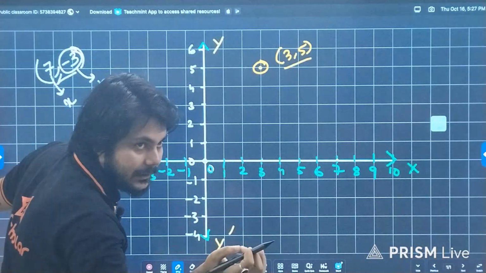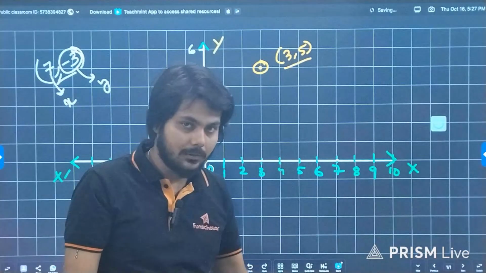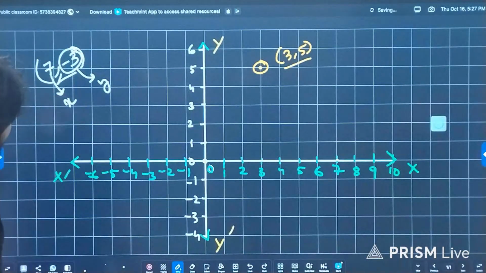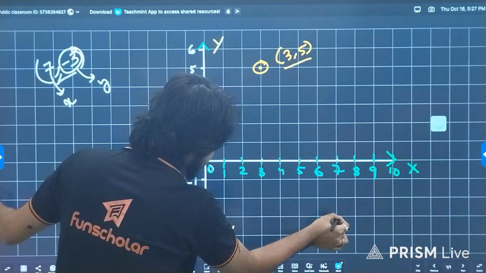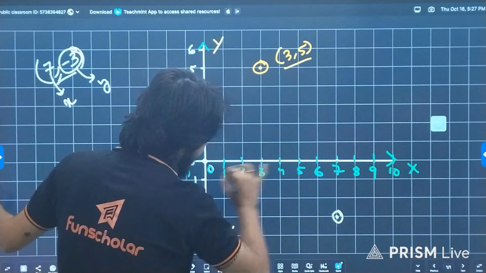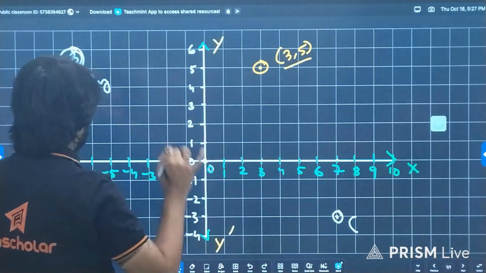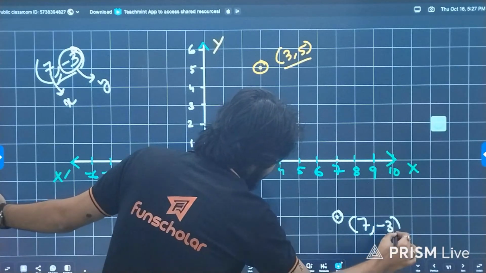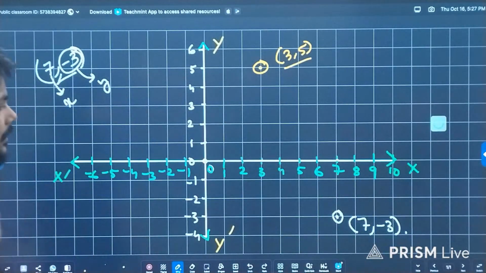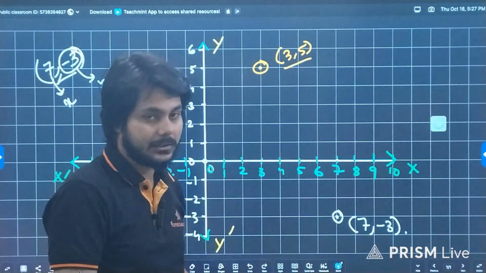For negative terms, where will we go? Upper side or lower side? Lower side. Minus 3. From this 7, 3 steps down from the x-axis. So this point in the Cartesian plane denotes 7 comma minus 3.